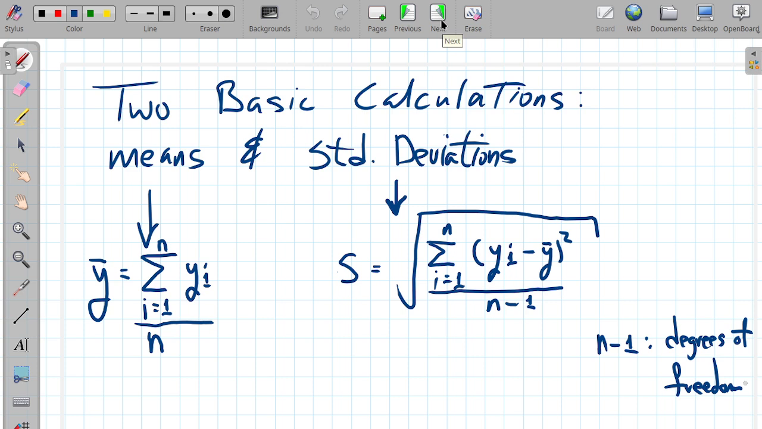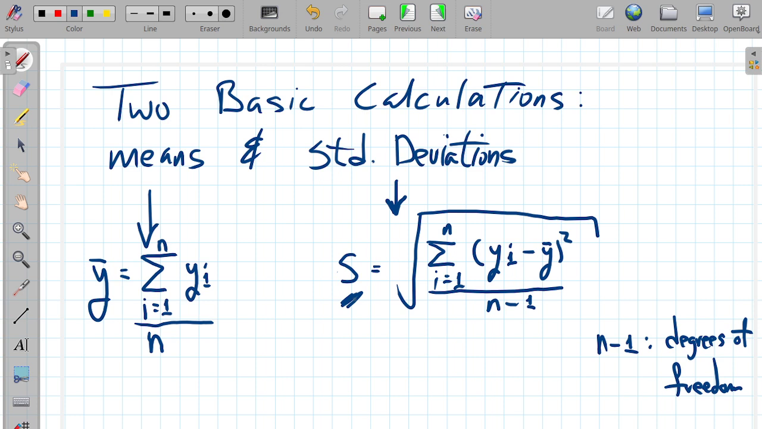Remember, you get to use a calculator, right? It doesn't have to be brutally hard. And make a note here. If I look over here, S, this is sample standard deviation, not population. We're going to talk about that in a minute.